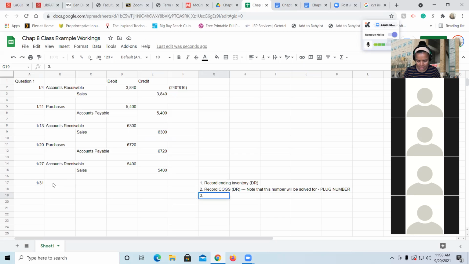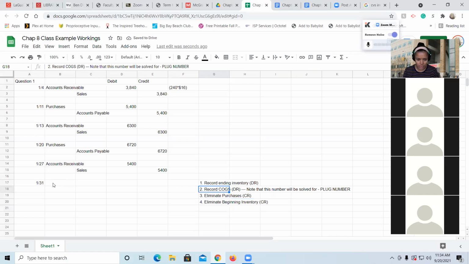The third step is that we need to eliminate purchases. Okay, so we will have to credit the purchases account. So all the purchases get removed and get split between ending inventory and cost of goods sold, all right? And number four is we have to eliminate the beginning inventory that would have been on the books before because it's now being replaced by the ending inventory.